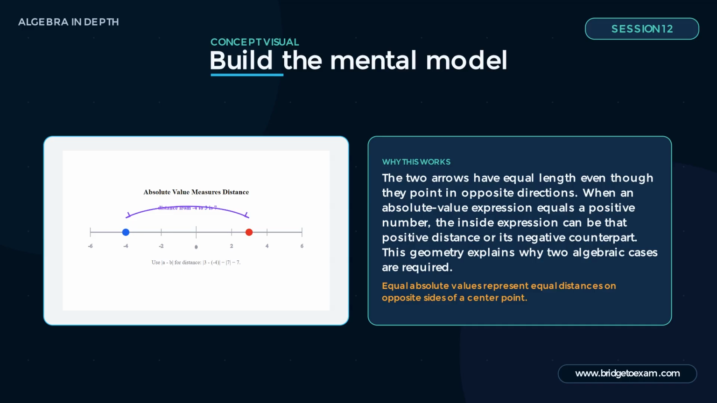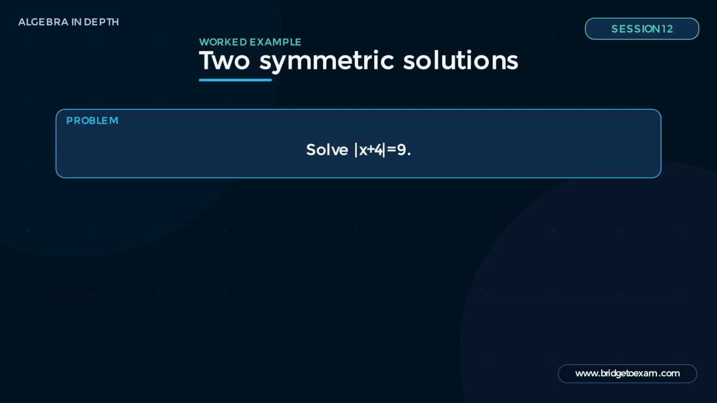Use this first move. Isolate the absolute value expression. Then, if it equals a negative number, stop. There is no solution.